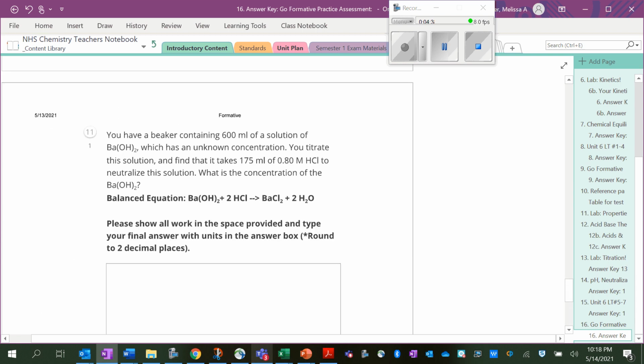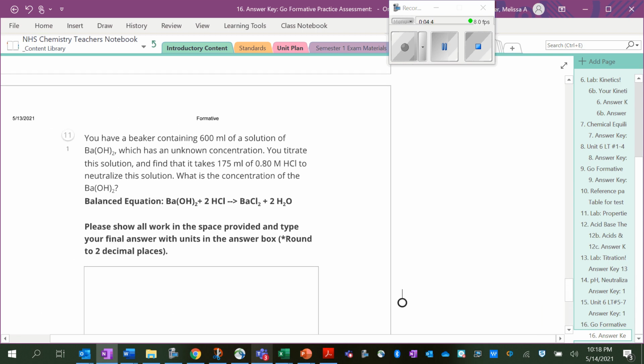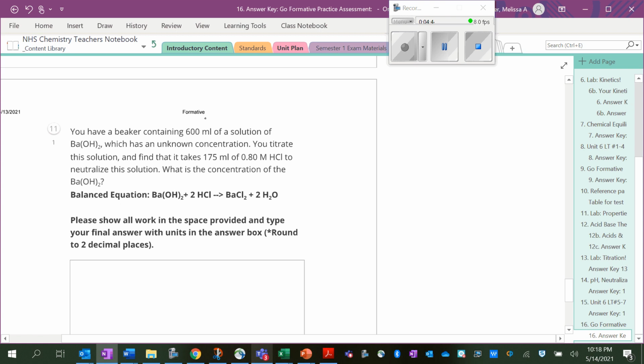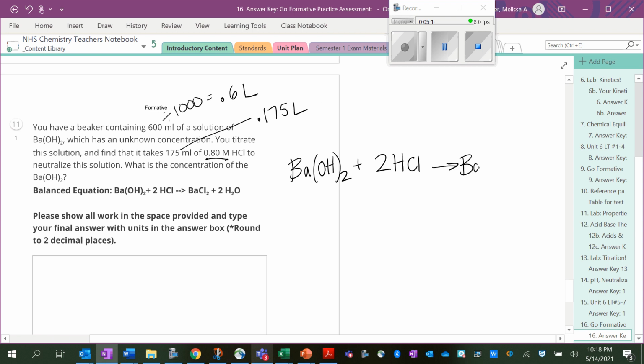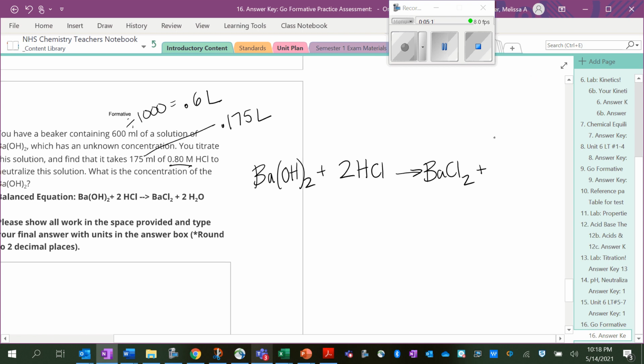This is our last one. You've got a beaker containing 600 milliliters of BaOH2. I'm just going to divide by 1,000. That's 0.6 liters. You find that it takes 0.175 liters of a 0.8 molar HCl to neutralize. So what's the concentration of BaOH2? Okay, let's see here. BaOH2 plus 2HCl makes BaCl2 plus 2H2O.